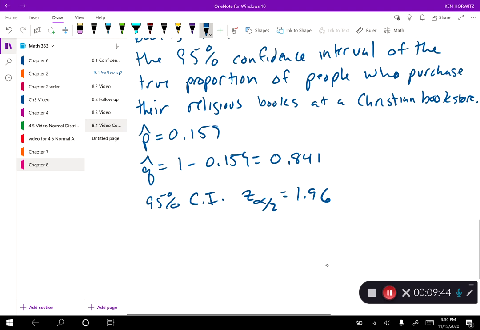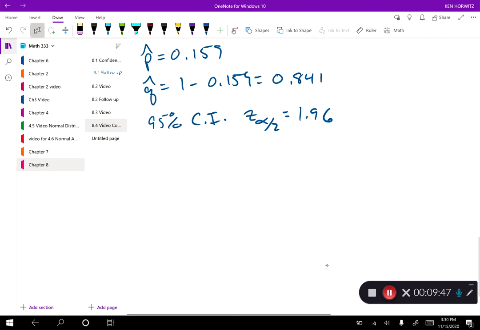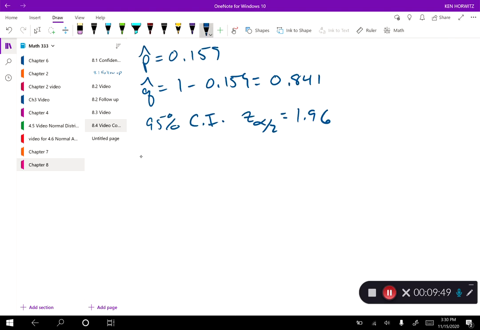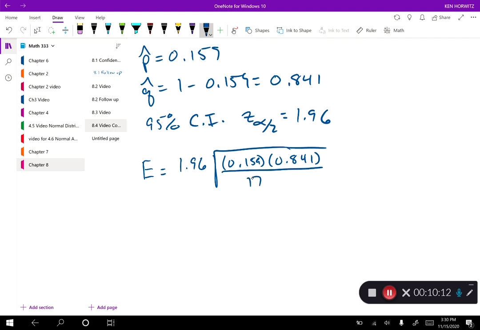Okay, so now I'm going to scroll up a little bit. I'm going to keep those things I know on the screen as long as I can. But I want to calculate my error. So my error is going to be 1.96 times the square root of 0.159 times 0.841 over 1721. So why don't you pause the video now, do the calculation, and we'll talk more on the back end.